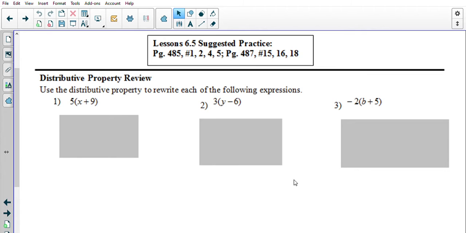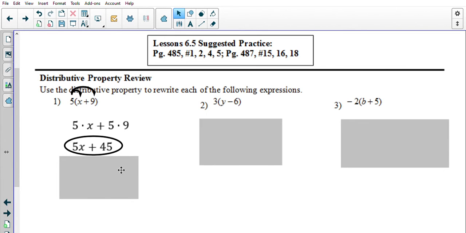In problem number 1, we've got 5 and then in parentheses x plus 9. Since we are going to see some equations that contain parentheses, we need to be able to rewrite this without parentheses. So remember that we need to distribute the 5 into the parentheses and multiply the 5 by the x and also by the 9. So we can write this as 5 times x plus 5 times 9. Keep in mind that that simplifies to 5x plus 45.